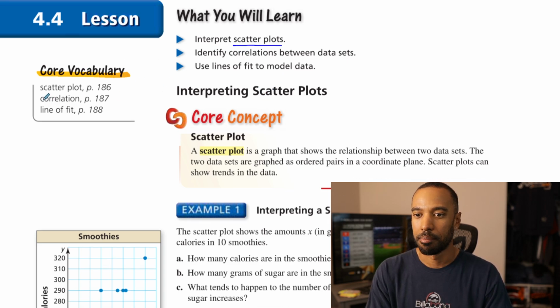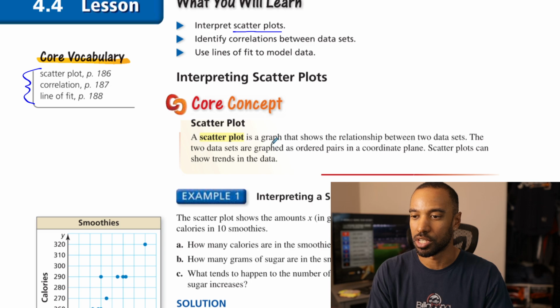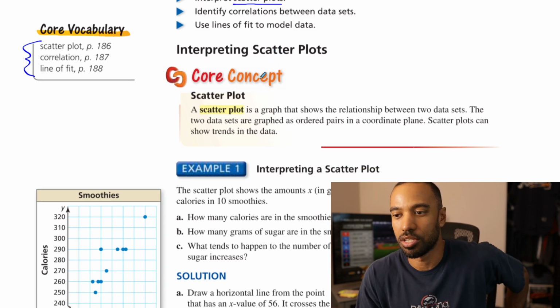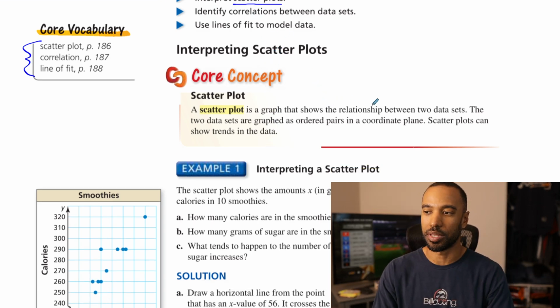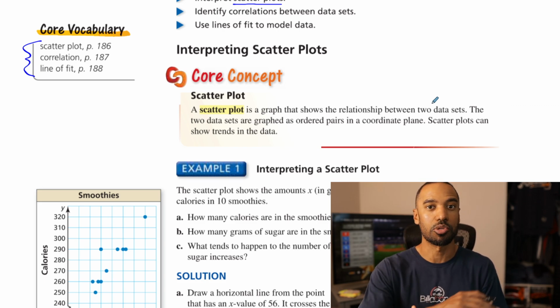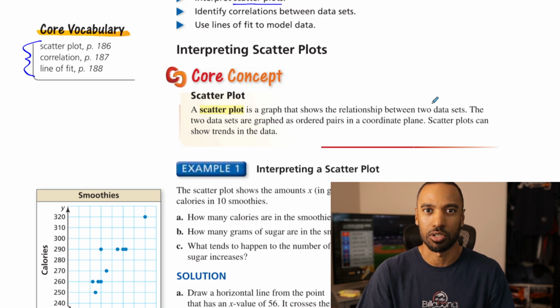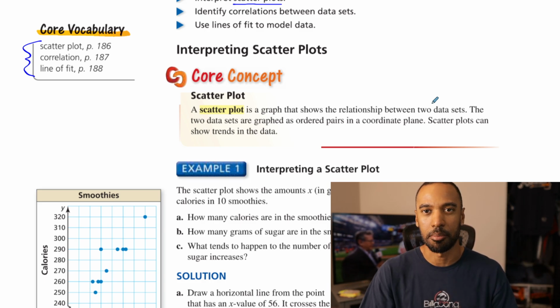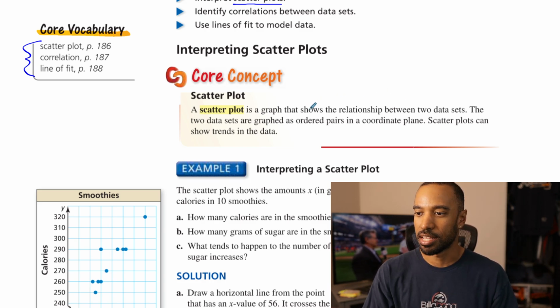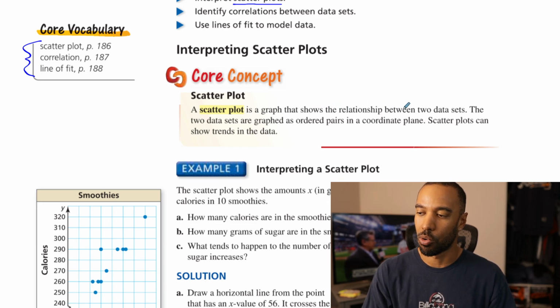Those are all new words for us when it comes to the textbook. So we're going to see what it says. Interpreting scatter plots. A scatter plot is a graph that shows the relationship between two data sets. So some sort of X and Y. It can be time and score, or time and temperature, whatever it is, time and money. The two data sets are graphed as ordered pairs in a coordinate plane.